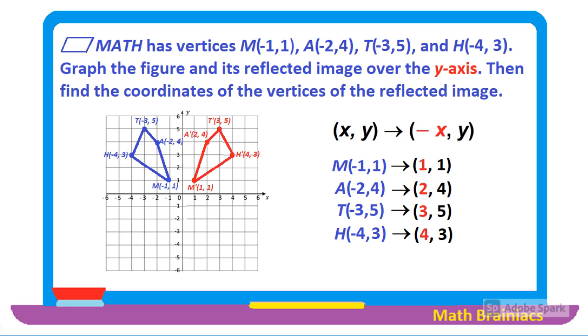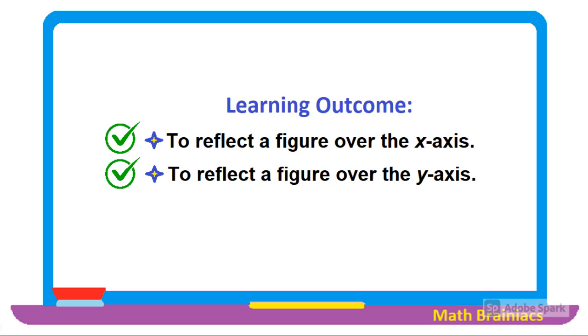We are now going to connect the red dots with the red line, and that is the reflected image over the y-axis of the blue image. I want you to remember that if you're going to reflect an image over the y-axis, the image will either go left or right only. Correspondingly, we have met our goal for today's lesson. We have learned how to reflect a figure over the x-axis and the y-axis.